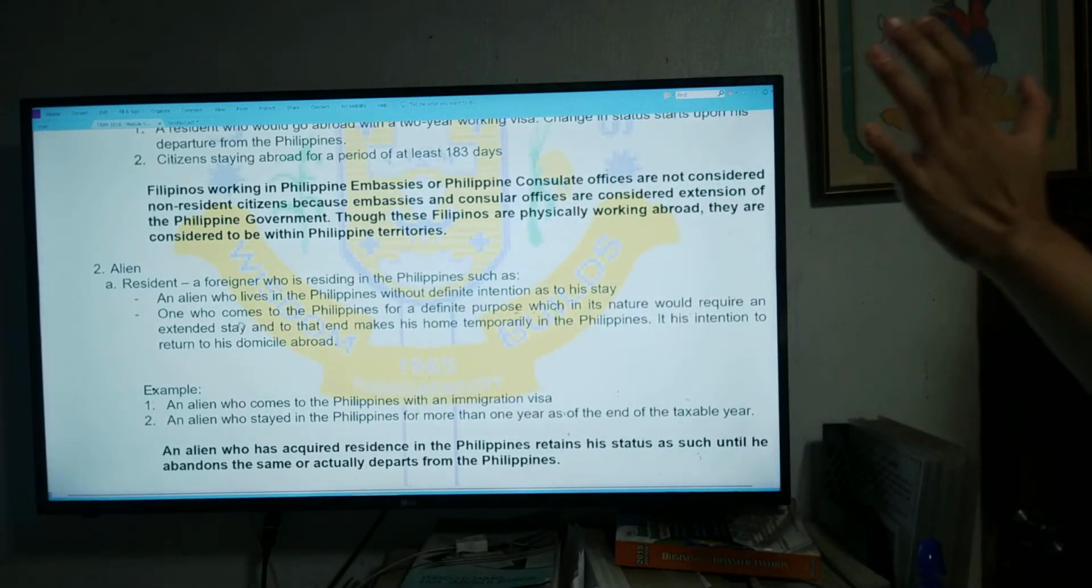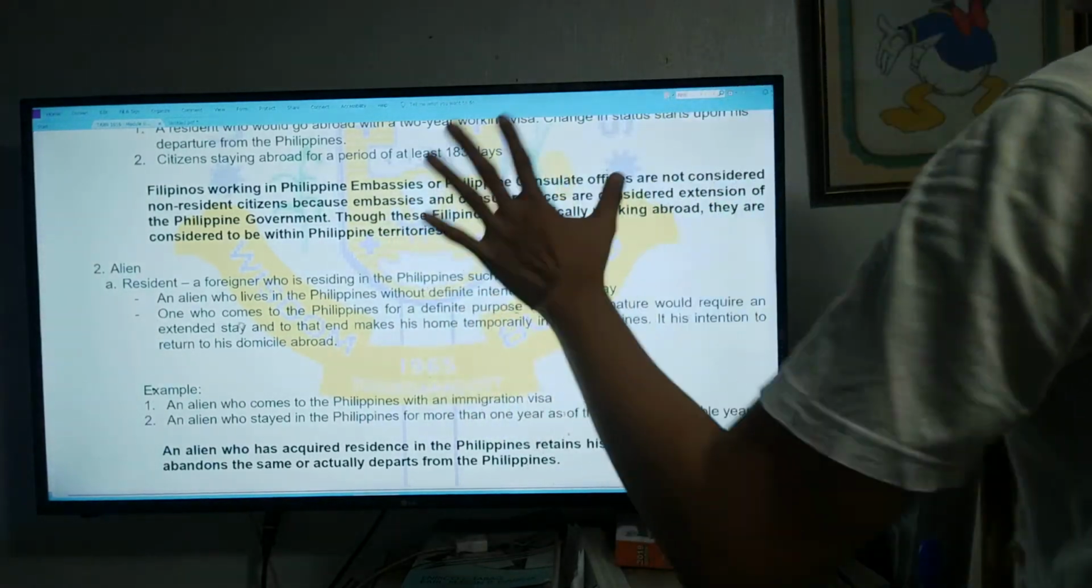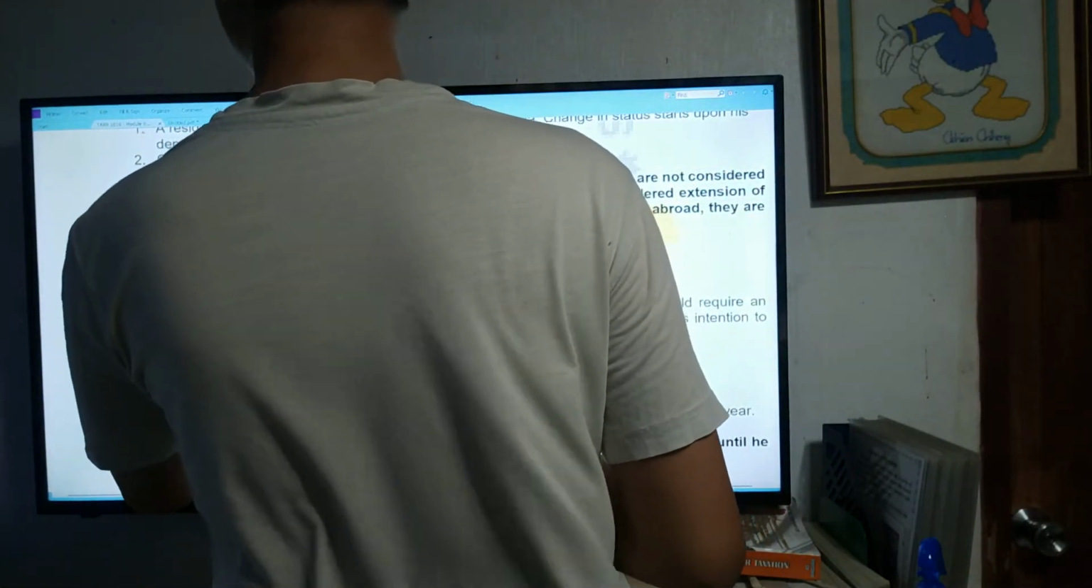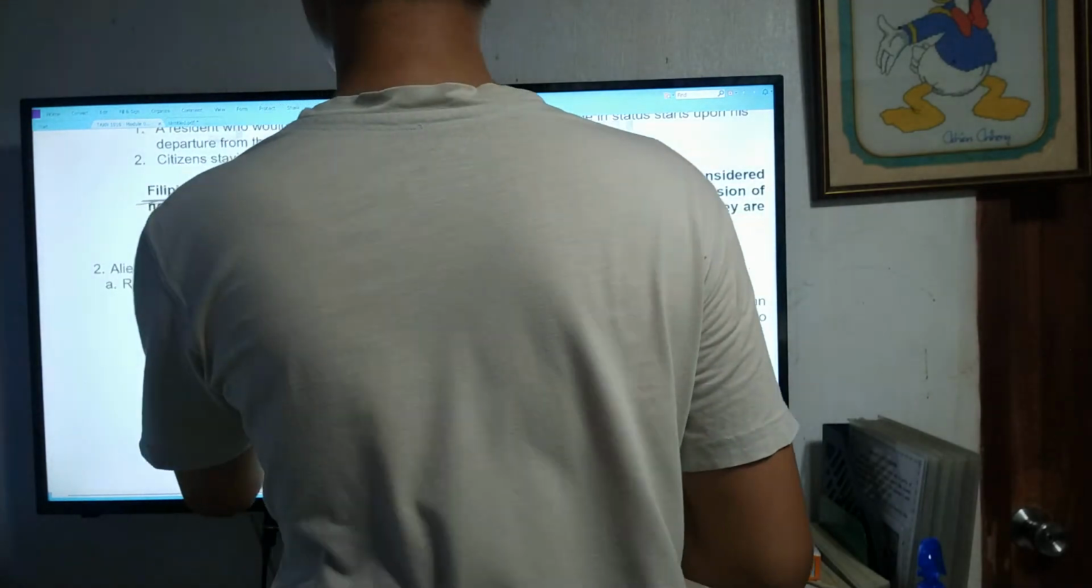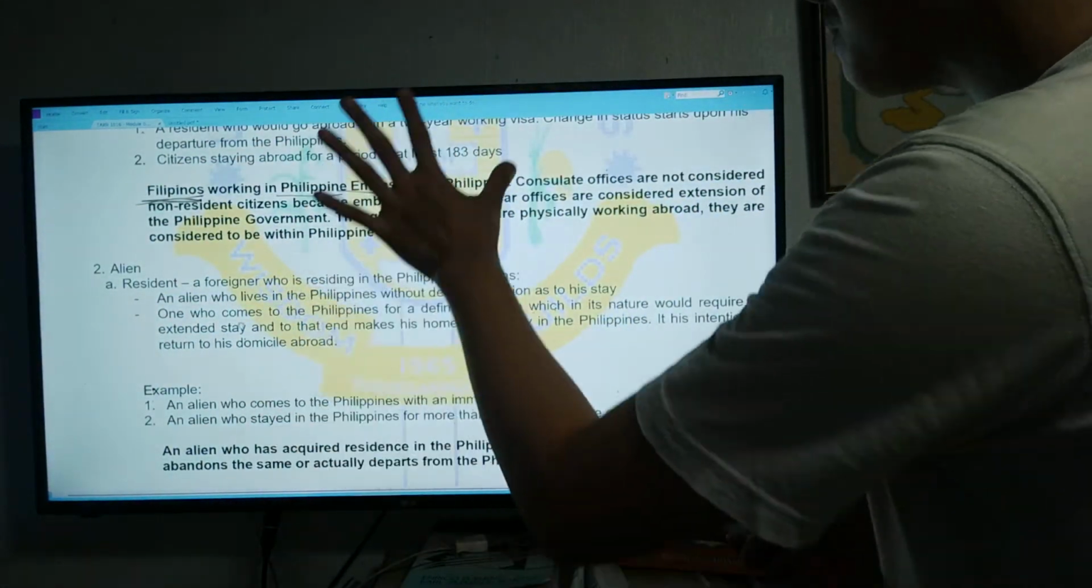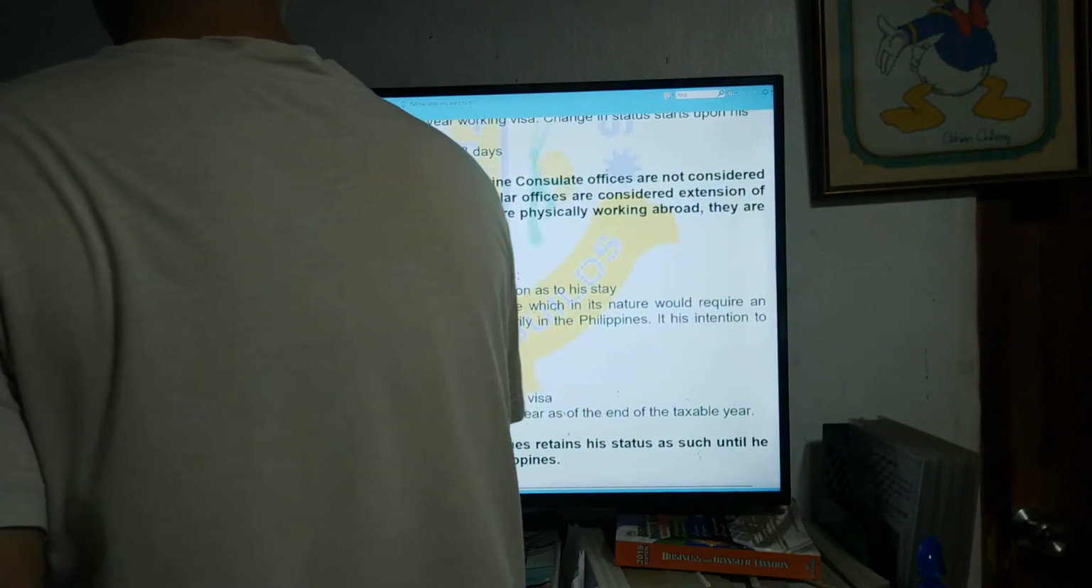So, ang mga ambassadors, okay? Especially also yung other Filipinos that are working in Philippine embassies. So, yung mga employees, okay? Mga employees sa Philippine embassy, madalas Pilipino yung mga yan. So, yung mga Pilipino na nandun sa Philippine embassies, they are not considered non-resident citizens. Okay? Ito yung exemption.